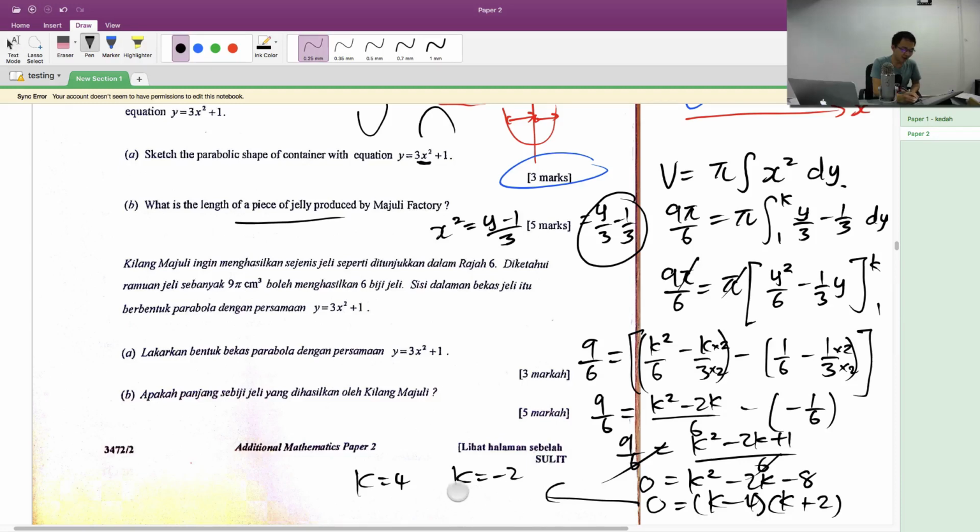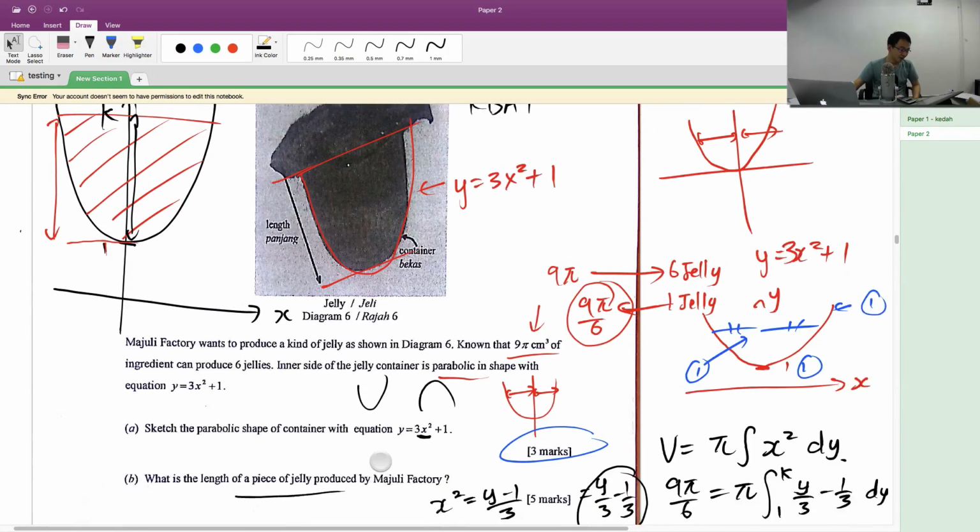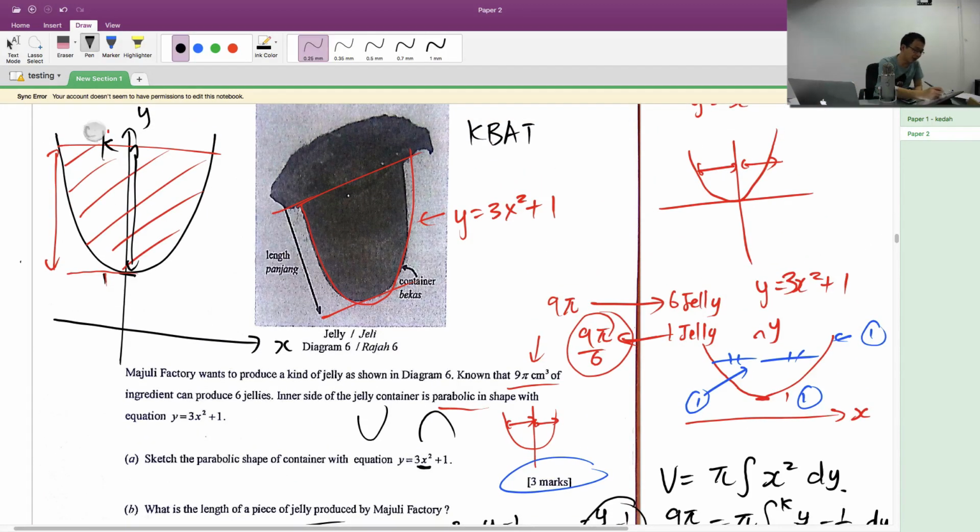But based on the diagram, I know negative 2 is not possible, so I reject negative 2. Let's say my k equals 4. So I want to find the length here. The length is basically just 4 minus 1, so the length is equal to 3. Depending on what unit they use, if they use cm, I will say this is cm.